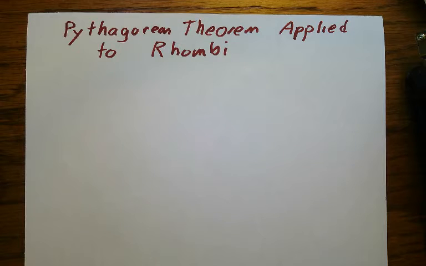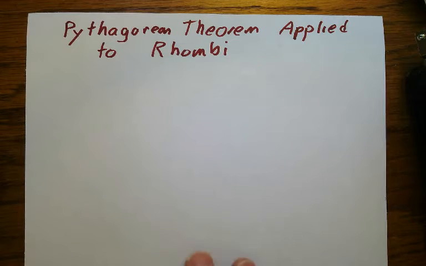Hello, geometry people again. We're going to apply the Pythagorean Theorem, this time to rhombi. Just recall, rhombi is the plural of rhombus. Rhombus is singular, rhombi is more than one. You may be wondering, how can we apply the Pythagorean Theorem? Because you need a right angle.